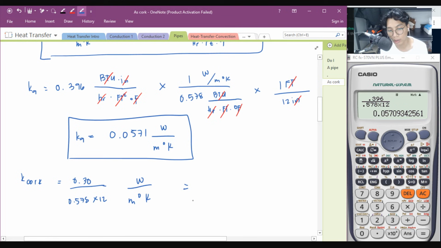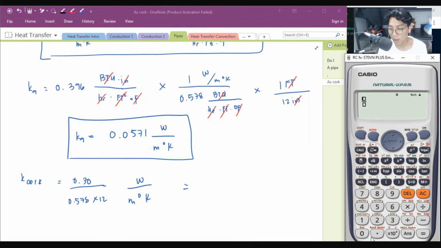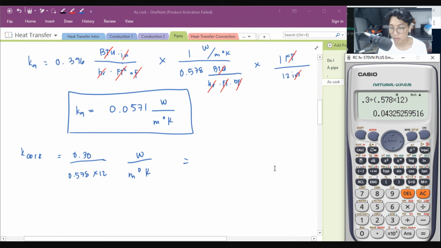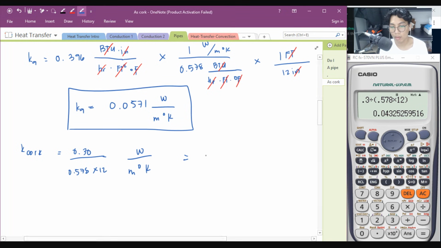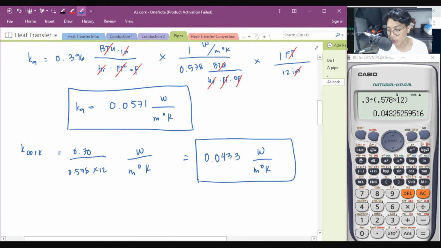Yan na kagad yun. So, the answer is 0.3 divided by 0.578 times 12. The answer is 0.0432 or 0.0433 watt per meter degree Kelvin. Yan ang mga resistances mo. Okay?